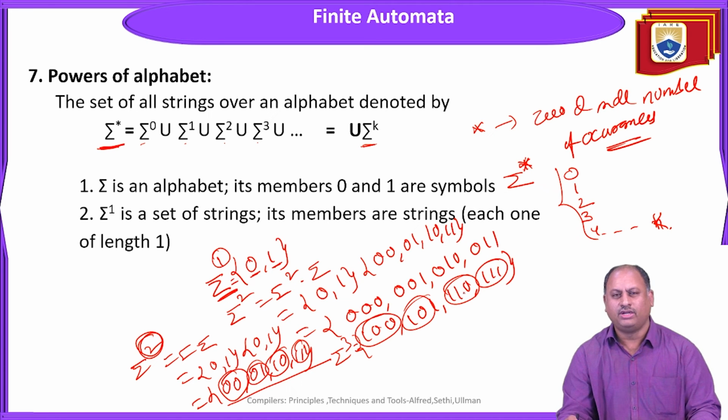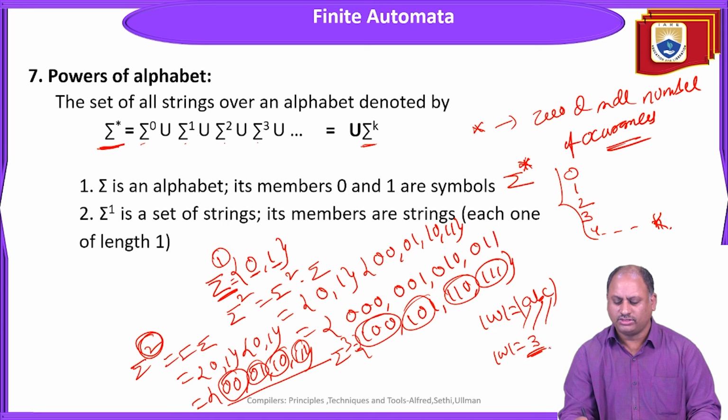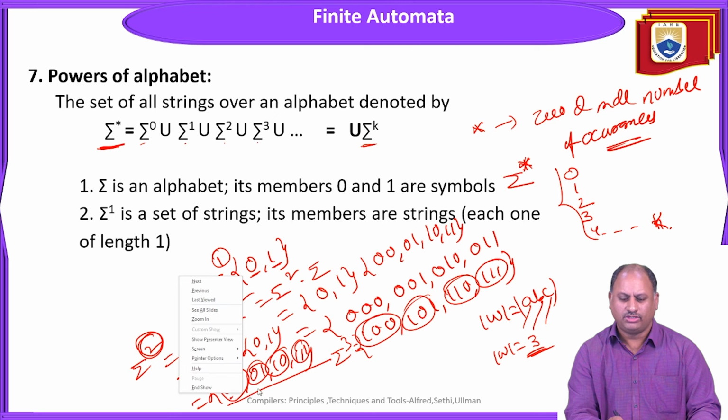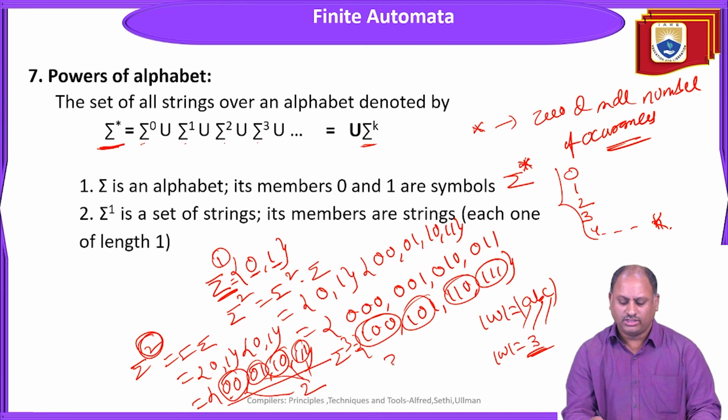So previously we have defined how to calculate the length of a string. The mod of w is the number of individual characters in the sequence. A is one character, B is one character, C is one character, so the mod of this one is 3. In the same way, here the number of symbols, each 0 or 1 counting as one, gives string length 2, and here string length 3. So the string length depends on the power of the alphabet.